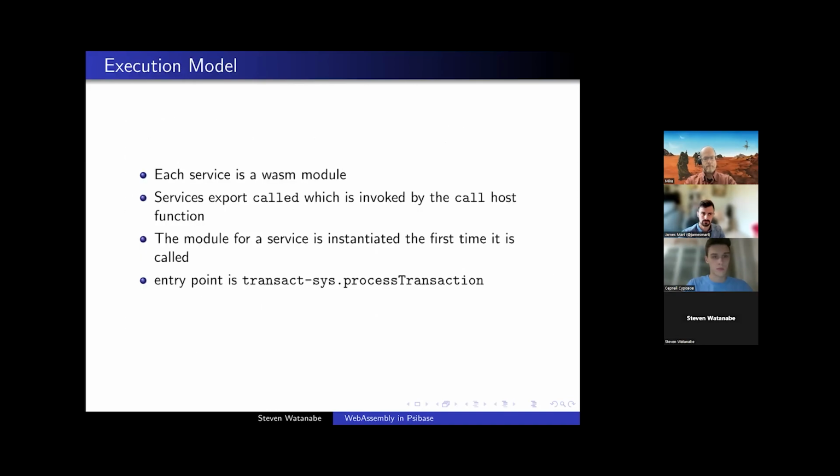So the general execution model for WASM: each service is an independent WASM module. It has its own memory space and they can't interfere with each other. Services only interact with each other by the call host function, which invokes an exported function named called in another service. This calling convention just uses a serialized buffer, which contains an action structure. And then we implement access control by having that action structure include the identity of the caller. The callee can then check that to verify that the caller is authorized. The native layer enforces that the caller accurately identifies itself and doesn't lie.